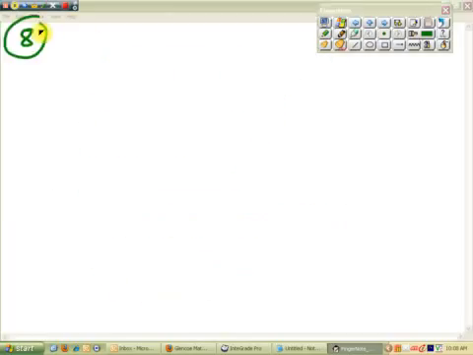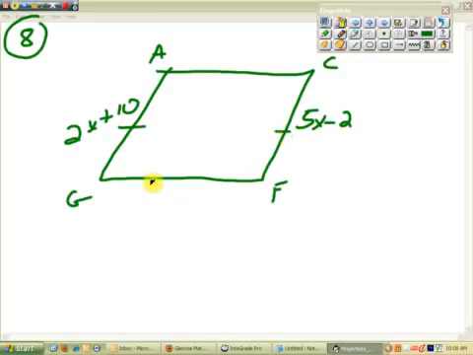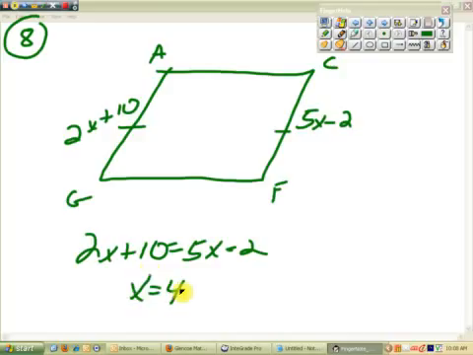Number 8, using the same picture. This time we have AG and CF. AG is here, CF is here. So now we're talking about the side lengths. We have 2x plus 10 and 5x minus 2. These are equal to each other because it's a parallelogram. So you put them equal to each other, and when you solve, you get 3x equals 12, so x equals 4. They want the value of x only, so you're done.